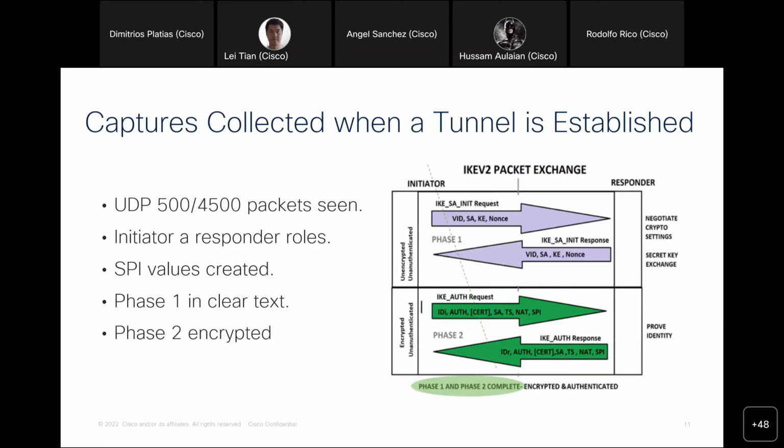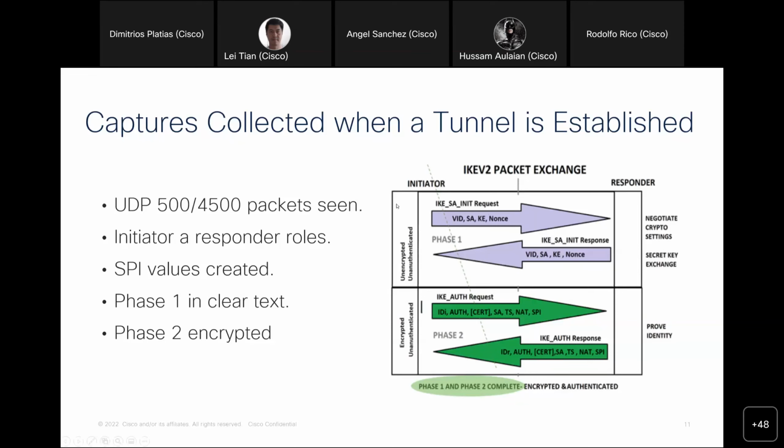It's like a session ID. So you will also see these values being created and then shared between the peers. And also within the payload, we can see phase 1 and phase 2. For phase 1, we will see the payload in clear text, and for phase 2, it's encrypted.